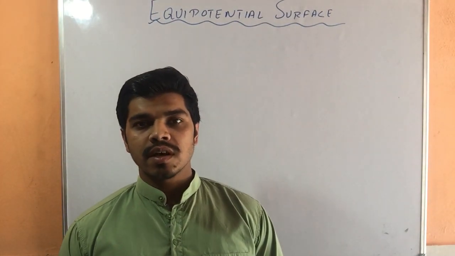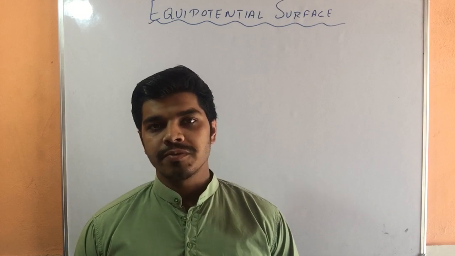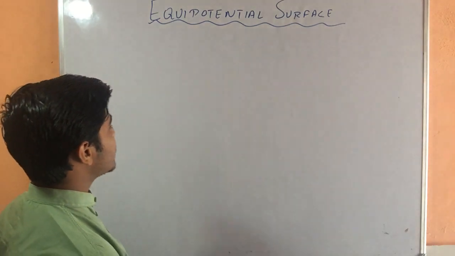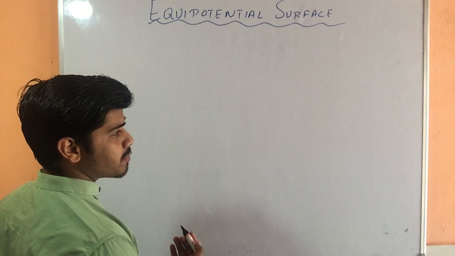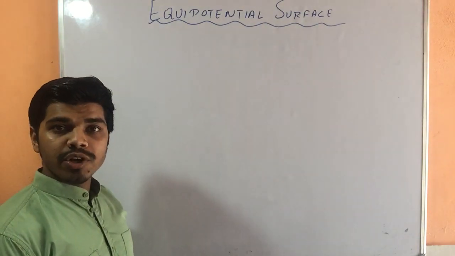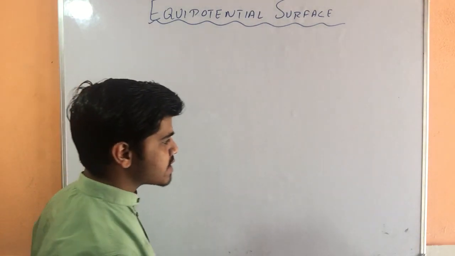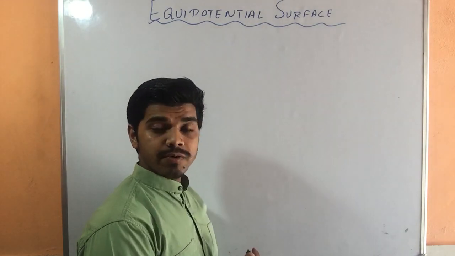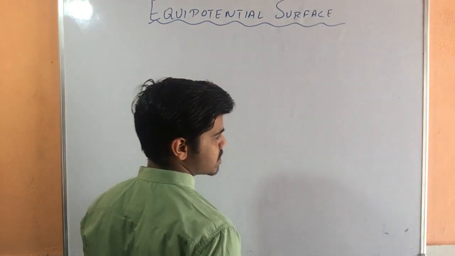Today we will discuss equipotential surface. So students, what is an equipotential surface? A surface which has the same potential throughout its surface area is called an equipotential surface.